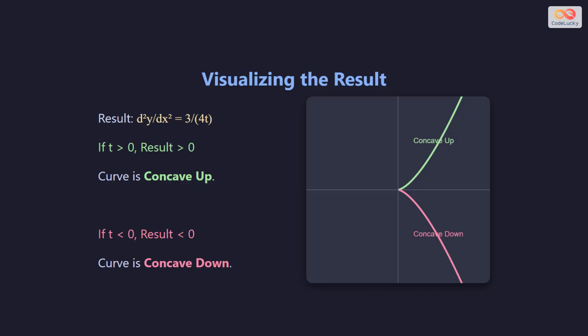This result tells us about the concavity of the curve. If t is positive, our second derivative is positive, meaning the curve is concave up. If t is negative, the result is negative, meaning the curve is concave down. You can see this clearly on the graph where the curve bends upward for positive y and downward for negative y.